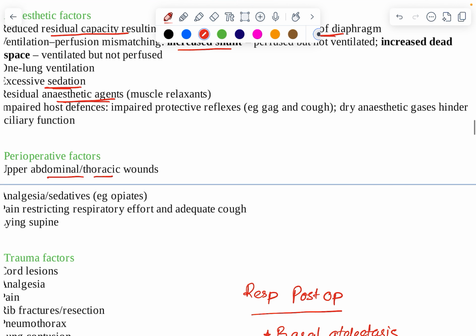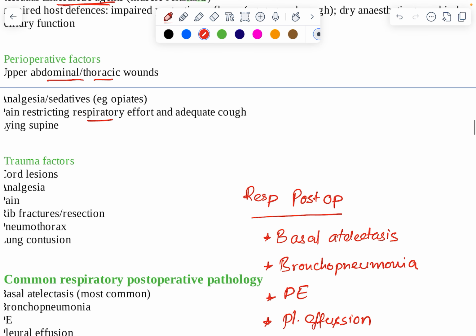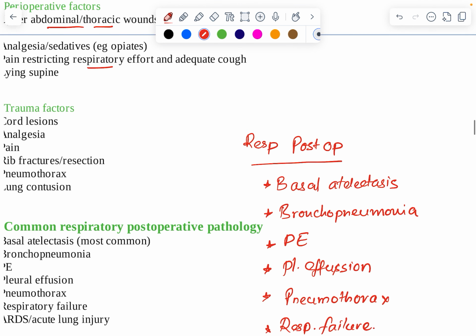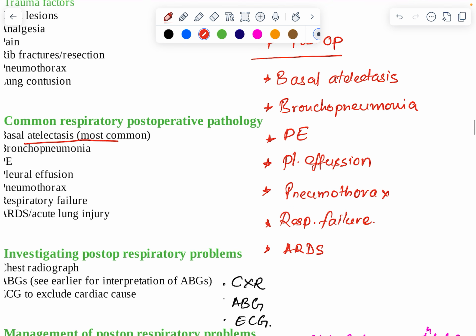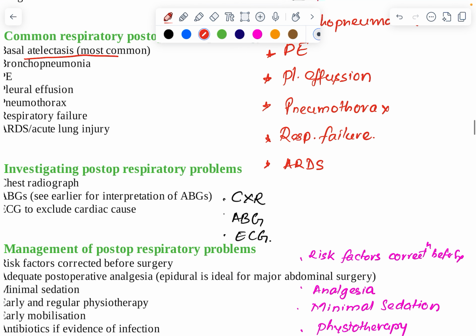Post-operative factors: upper abdominal incisions, analgesia, sedatives, and pain restricting respiration. Trauma factors: spinal cord lesions, rib fractures, pneumothorax. Common respiratory post-operative pathologies: basal atelectasis is the most common, then bronchopneumonia, pulmonary embolism, effusion, and pneumothorax.